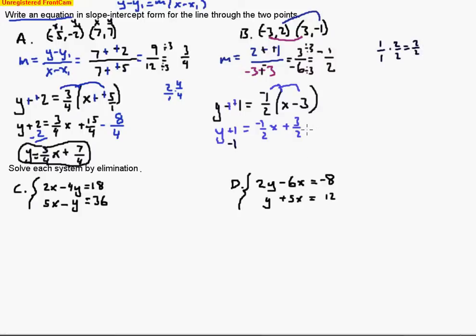So that's what I'm going to take away. Take away 2 over 2. And what do we have left? Well, y equals negative 1/2 x. More positives than negatives, so it's going to be a plus 1 over 2. There is our answer. Well, let's take a look at the other type.